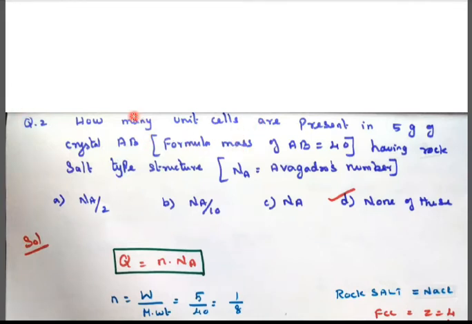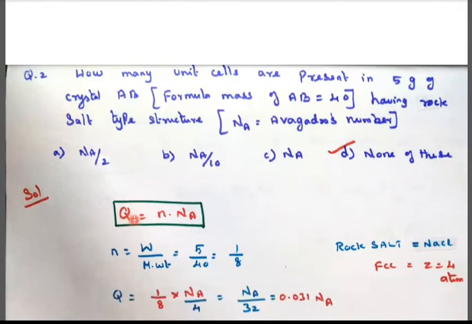How many units? Here they are asking for the quantity. The general formula for the number of units is number of moles times Avogadro number. Number of moles is weight by molecular weight. In the question, the weight of 5 gram is given and molecular mass 40 is given. So 5 by 40 is 1 by 8. Substituting the number of moles, the number of units is 1 by 8 times Avogadro number Na.